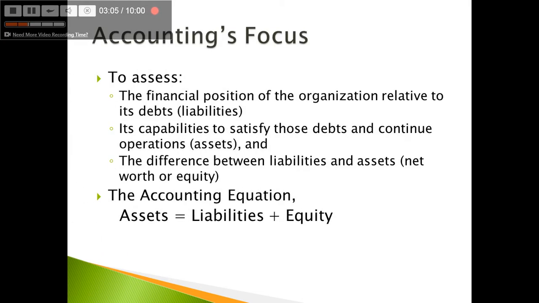So basically, to get into our accounting, we're going to look at accounting in the 101 style. You should all kind of understand this. We've gone through it. We are going to assess the financial position of the organization relative to its debts or liabilities, its capabilities to satisfy those debts and continue operations, having our assets, and then looking at the difference between those to find our net worth or equity. This is all based in our accounting equation. From day one of accounting, we've talked about how assets must equal our liabilities plus equity. That's what our accounting really is focused on, and we're going to see a lot more of that in depth through QuickBooks rather than just our handwritten accounting that we've done before.